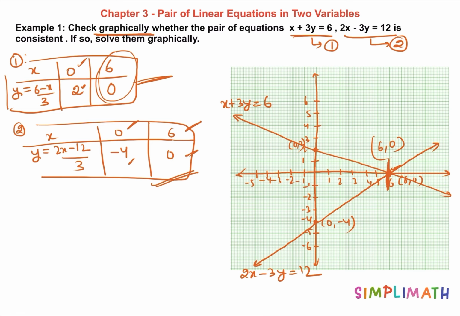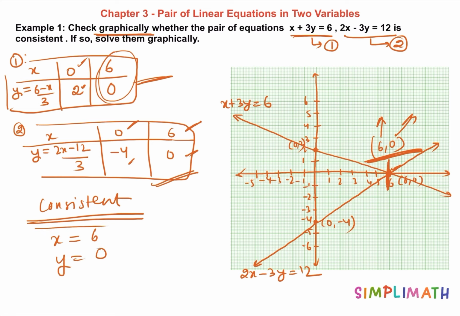So I can say that the pair of linear equations is consistent. And the solution, what is the solution? Solution is the point where the two lines intersect. So the solution of this pair of equations is x equal to 6, and what is the y coordinate? It is 0, so y equal to 0. So this is the solution of the pair of given linear equations.